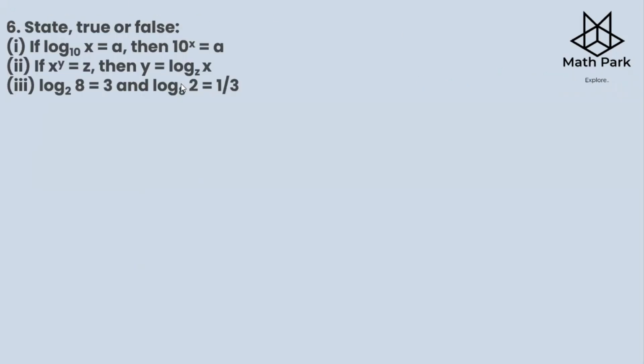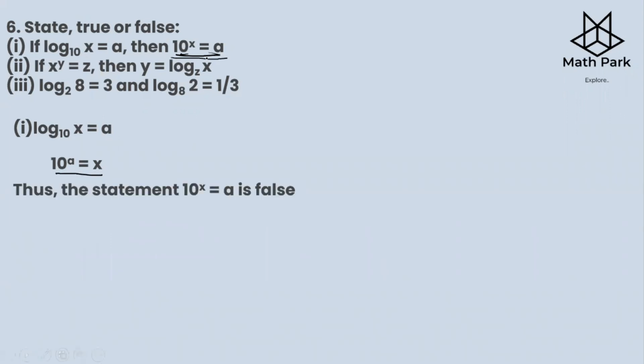State true or false. So if you are asked to state true or false and justify, you will have to show steps here. So log of x to base 10 is equal to a, and 10 to the power x is equal to a. Let us write in the exponential form. You get this as 10 to the power a is equal to x. So we don't have this as the same. Here you got 10 to the power a is equal to x, whereas it is given as 10 to the power x is equal to a. This is how the given statement is false.